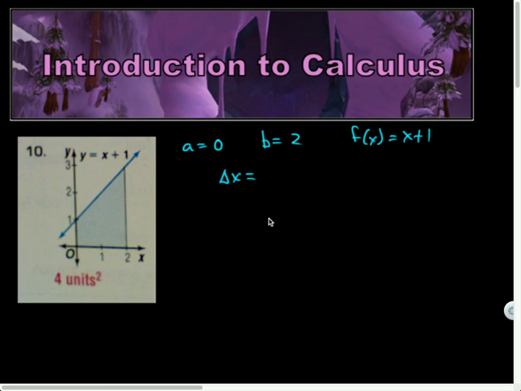That would have been 2 minus 0 over n, right? Or 2 over n. And then what would x sub i equal? It's just 2i over n. So x sub i is equal to a plus i times delta x. A is 0 in this case, plus i times delta x, so i times 2 over n. And so x sub i is just 2i over n.